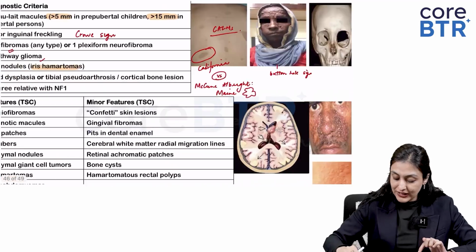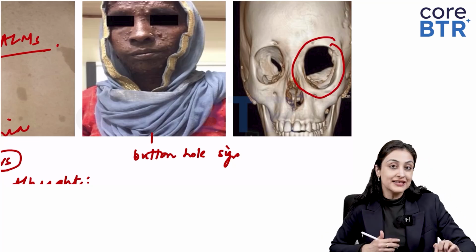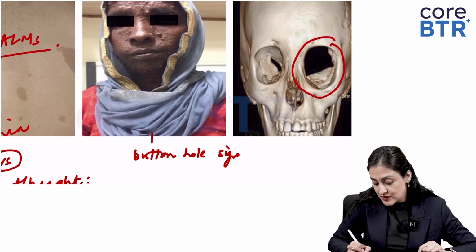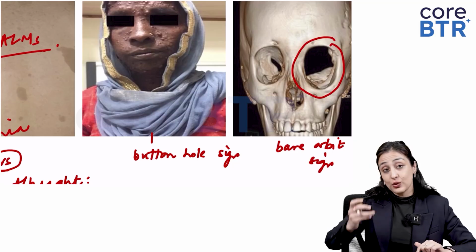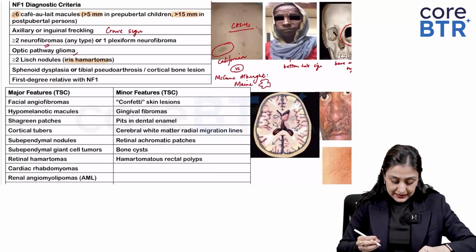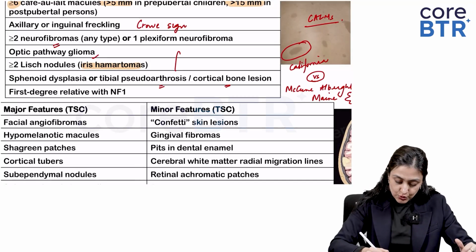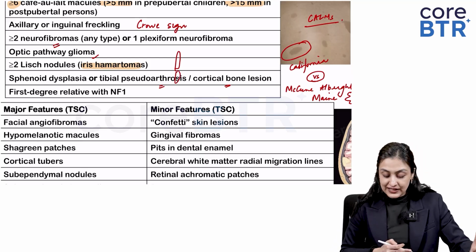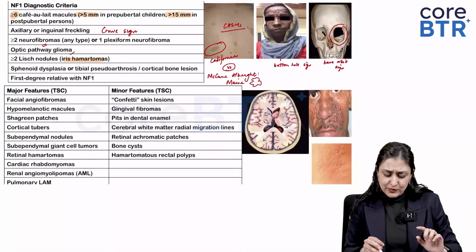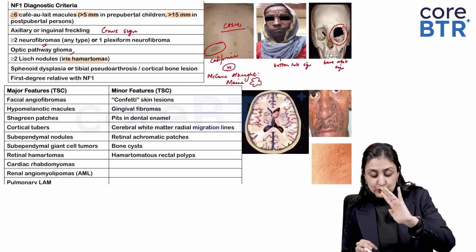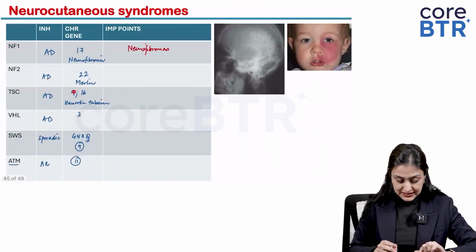There can be sphenoid dysplasia, very important. You can see here on the left side, this is a CT 3D image. The sphenoid is not there. This is what is called the bare orbit sign, sphenoid dysplasia. Do remember this. Then there can be tibial pseudoarthrosis, where the tibia forms a pseudo joint between the two. And there could be bone lesions and family history. Not everything needs to be remembered. Just remember cafe au lait macules, neurofibromas, sphenoid dysplasia. So this is the NF1 criteria.